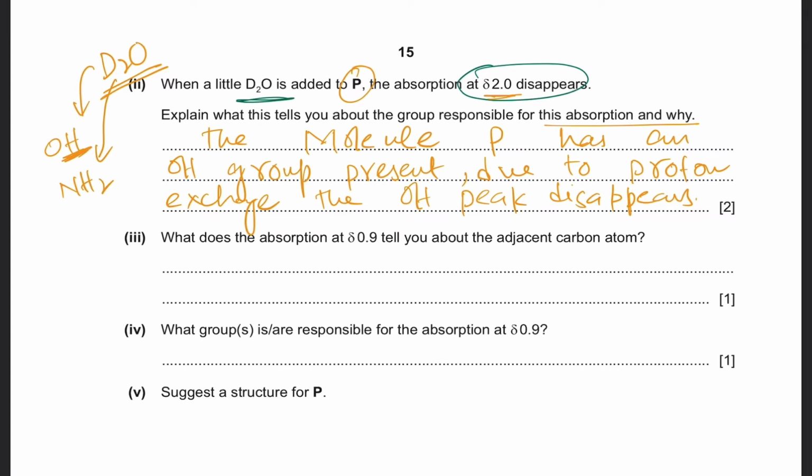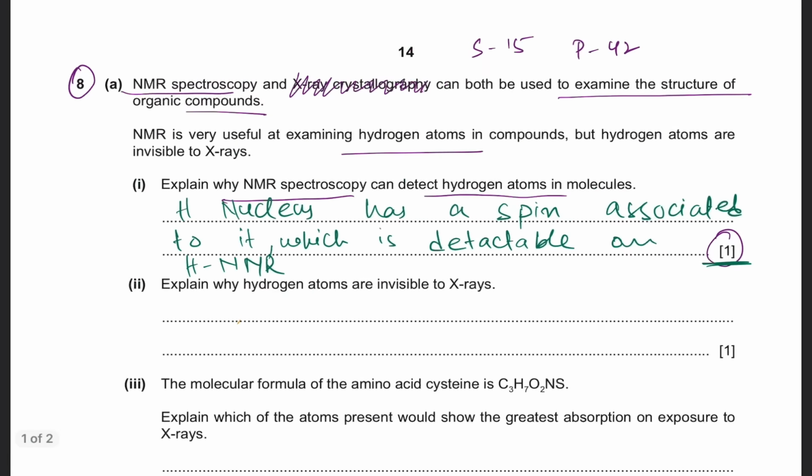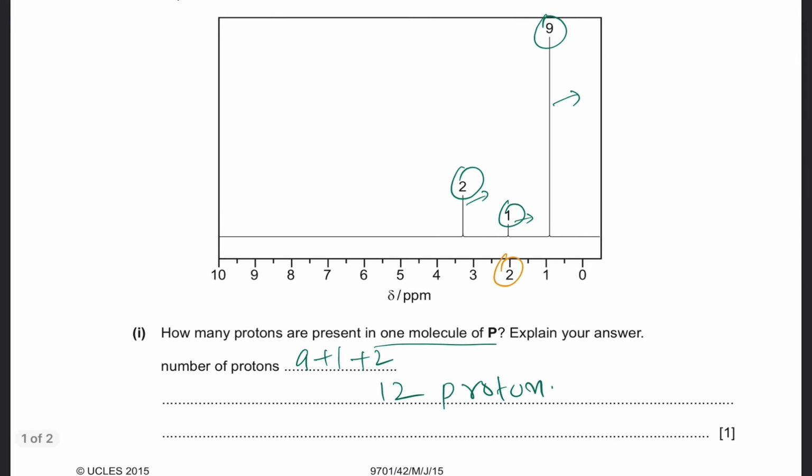Now why have we written OH here, and why not NH2? If you look at the graph, they're telling us that this peak at 2.0, how many hydrogens are responsible for this peak? Only one hydrogen.